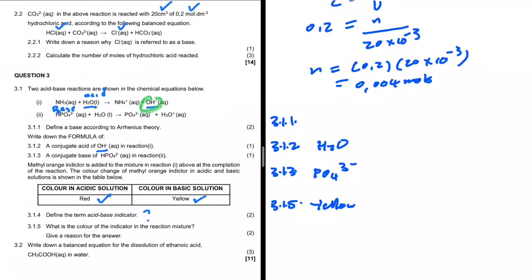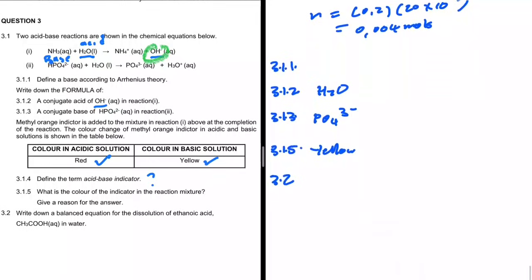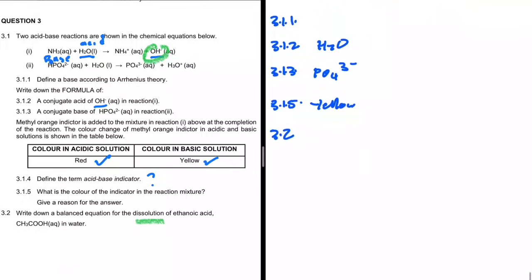Okay, and then 3.2. Let's see what is happening here. 3.2. Write down a balanced equation for the dissolution of ethanoic acid. I'm not sure if this is the correct term where we're supposed to use dissociation, but okay. CH3COOH in water. Let's go ahead and take a look.